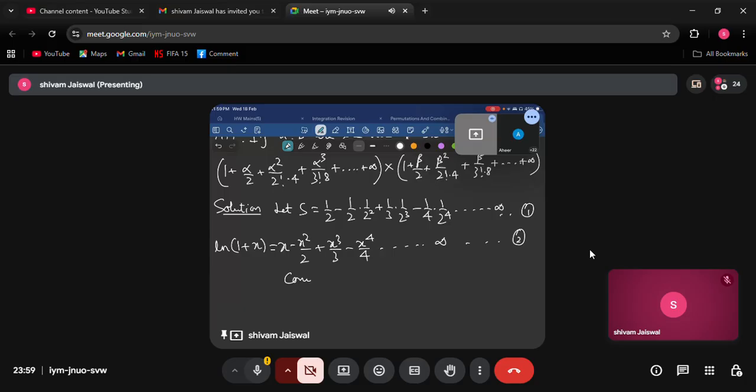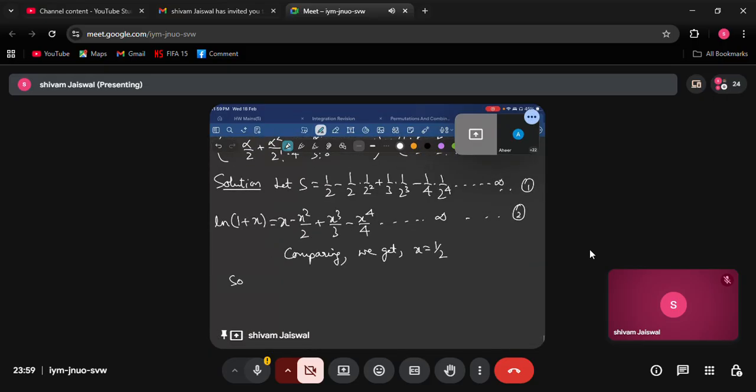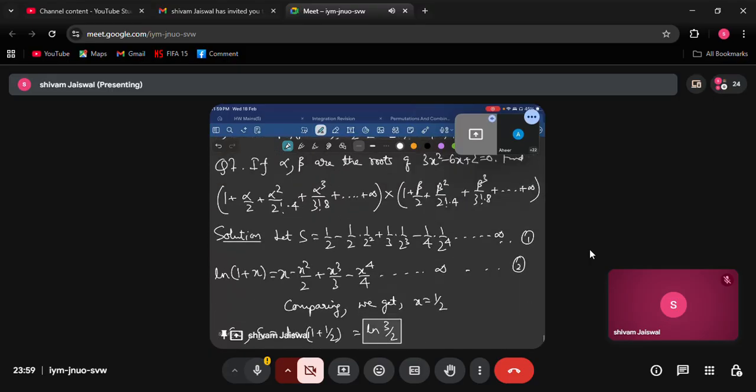Comparing, we get x is equal to half. So s is equal to ln(1 plus half), which is ln 3 by 2. Done. It's very simple. Next, let us solve 7.